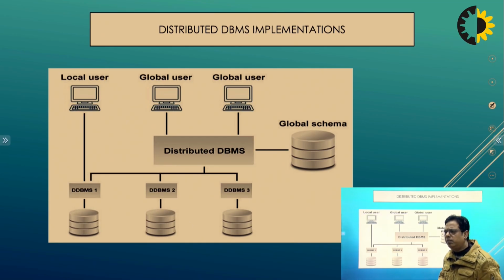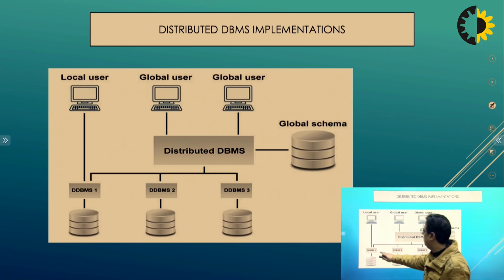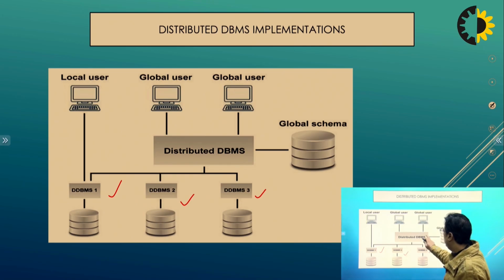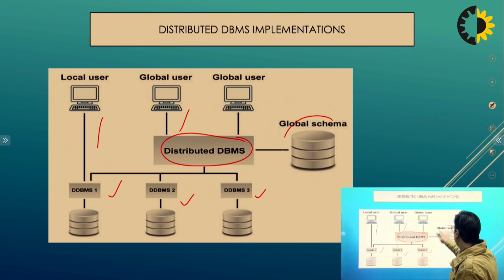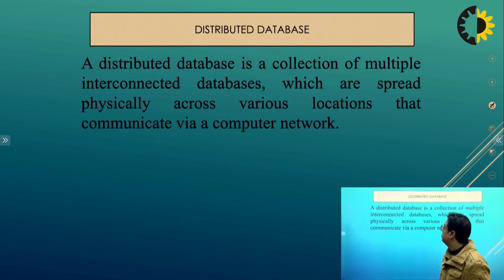Now the next topic is distributed DBMS implementation. A database management system is a combination of databases from heterogeneous sources. Distributed means decentralized. If we have a DBMS, we need it at different locations. So this is distributed DBMS 1, distributed DBMS 2 and distributed DBMS 3, and this is the centralized system over the distributed DBMSs. It can be used by local users and by global users, and a global schema is available with control over all the distributed DBMSs.